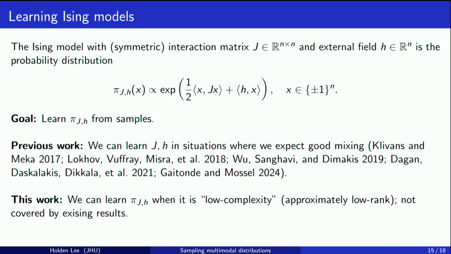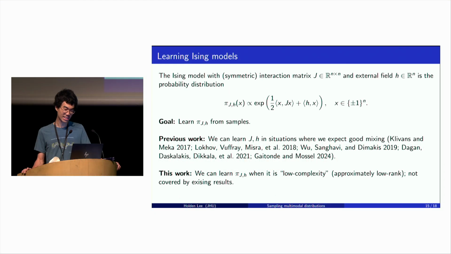Finally, I'll talk about the last application, over the hypercube, now in discrete space, to learning low complexity Ising models. The Ising model is a model from statistical physics for distributions on the hypercube where we have pairwise interactions given by a matrix J. The goal is to learn this from samples. Previous works have tended to concentrate on the case where we have good mixing for this distribution. Here, we show that we can learn this even in cases where we don't have mixing, in this low complexity or approximately low rank setting for J.